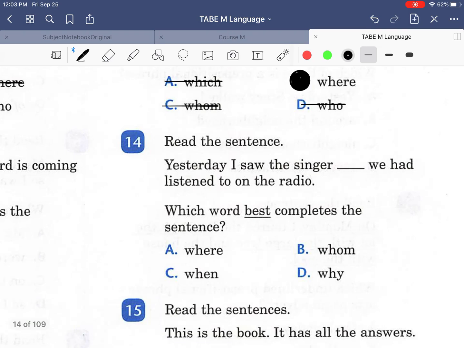Number 14. Read the sentence. Yesterday I saw the singer blank we had listened to on the radio. So we're describing a person. We need a pronoun. A is an adverb, C is an adverb, and D is an adverb. We need a pronoun. The only pronoun to choose from here is B, whom we had listened to on the radio.